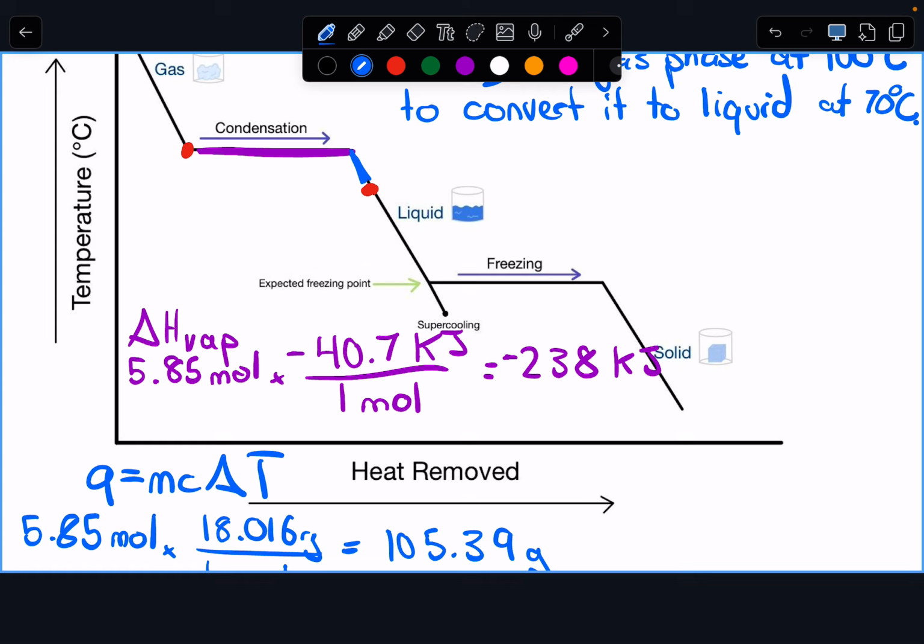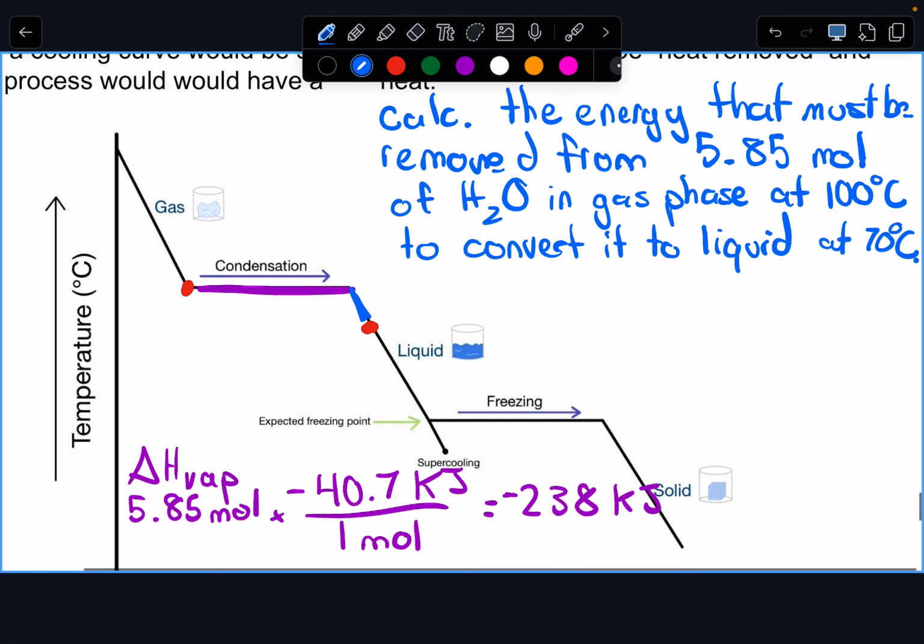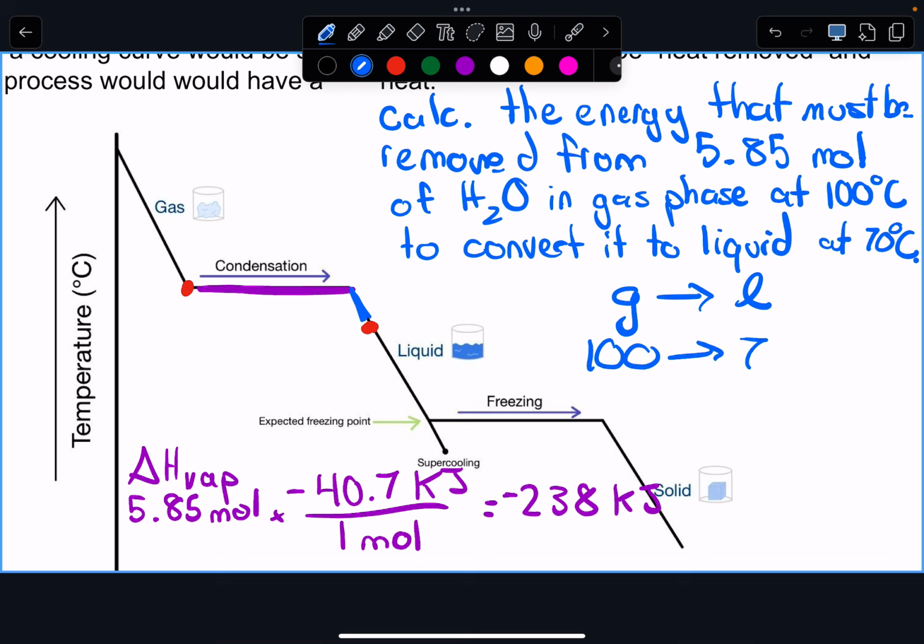I feel like I would just mess myself up if I do it. That's why I don't do it. Well, maybe just write it down then. Like, the question says energy that must be removed in the gas phase to convert it to a liquid, right? So I'm going to have to go gas to liquid, and then I'm also going to have to go 100 to 70, right? So it's like 2 different processes.